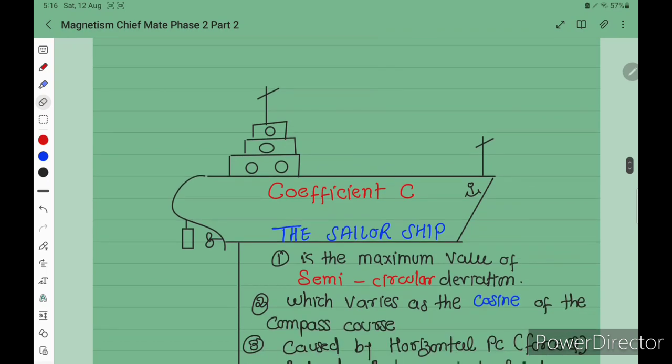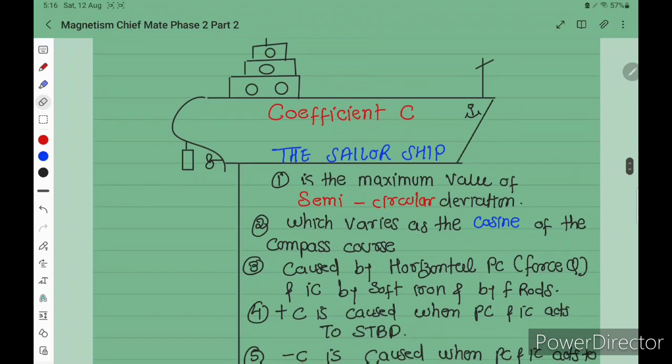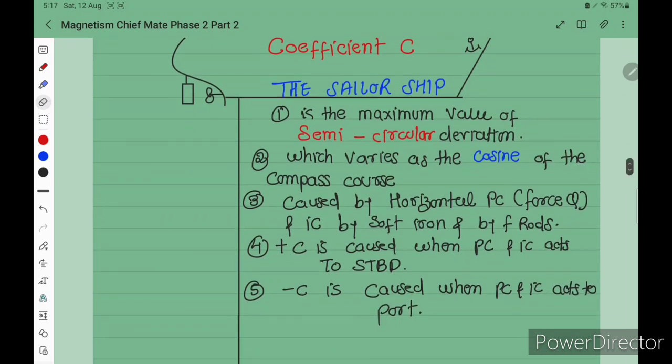Now we have finished coefficient B, we are moving to coefficient C. The coefficient C is the maximum value of semicircular deviation. B and C both are semicircular deviations, which vary as a cosine of the compass course. If you remember the formula, deviation is equal to A plus B sine compass course plus C cos compass course. So C varies as a cosine of the compass course.